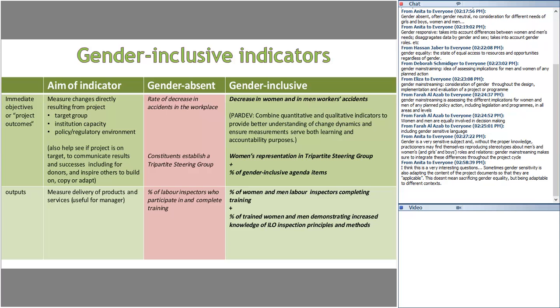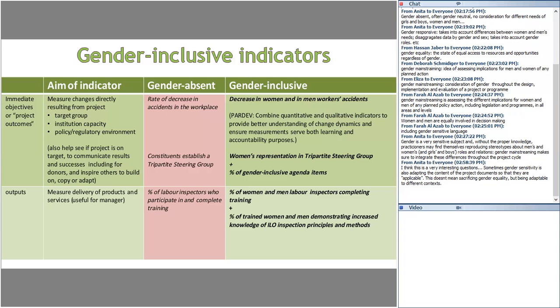And Pardev reminds us that we can't just have this quantitative indicator. That's a very quantitative indicator I've just shared with you. We need to combine a quantitative indicator with a qualitative indicator. Especially as we're promoting decent work among women and men, well, that's a very abstract concept, and we struggle with that. So we need a qualitative indicator to go with this, because we're trying to measure changes. We're also trying to learn from our work, lessons learned, accountability, etc.